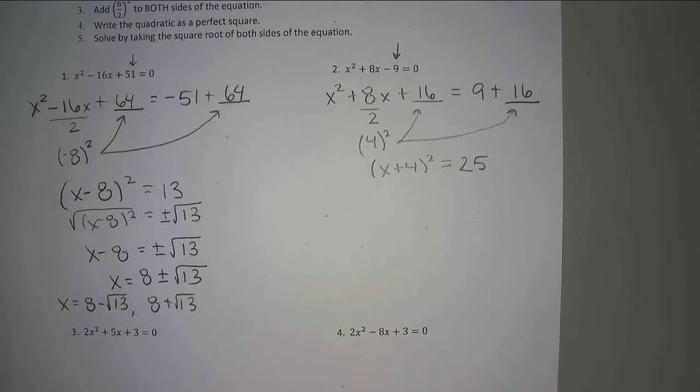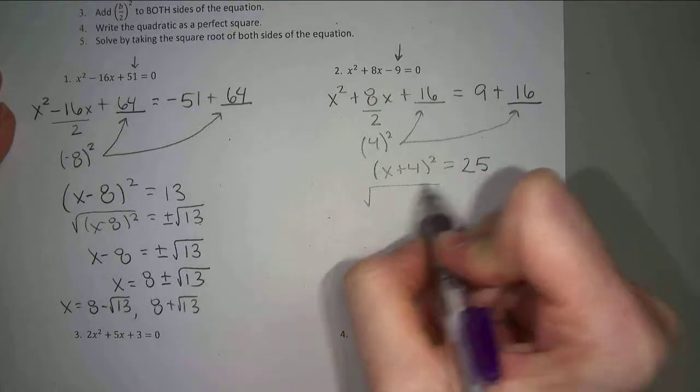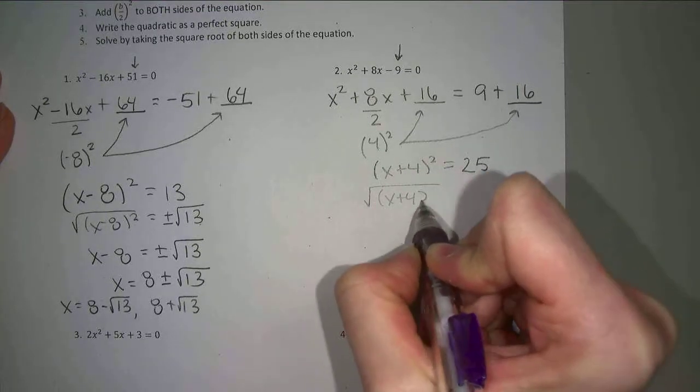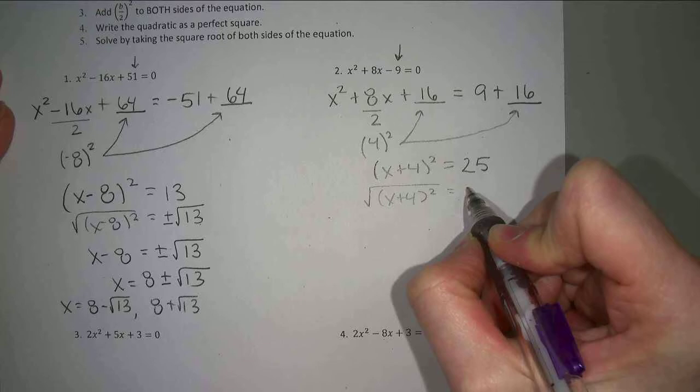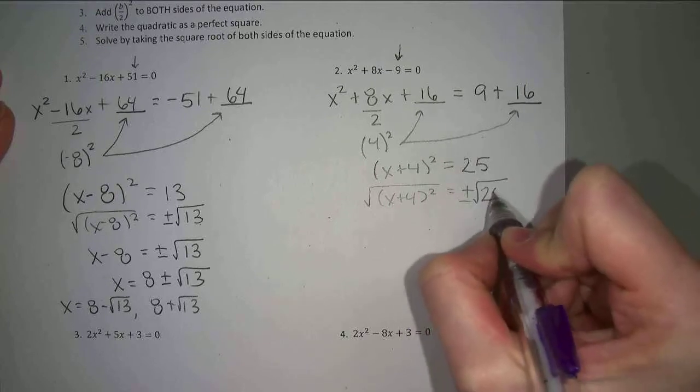And now what we have done is we have written it in a way where we have a square equal to a constant. So we can use the square root method that we learned on the top of the front page. So we're going to take the square root of x plus 4 squared. But if I do it to the left, I have to do it to the right, and then put plus or minus in front of my root.